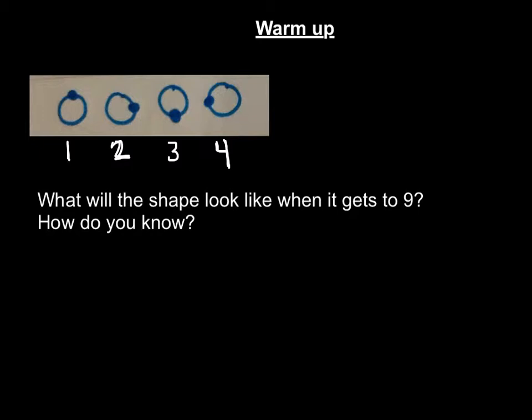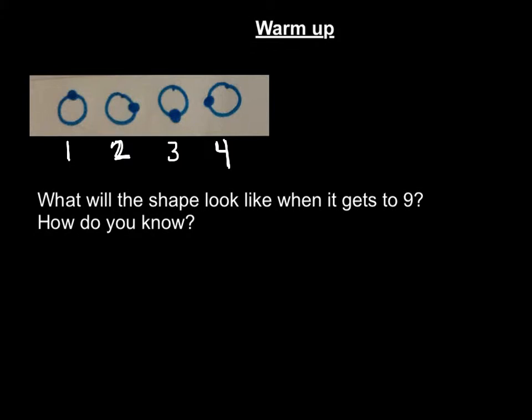Here we have a pattern with a circle and a little dot on the circle in various places. You'll notice the first spot, it's on top, second, it's on the right, third, it's on the bottom, fourth, it's on the side. I want you to turn and talk to your partner about what the shape will look like when it gets to the 9th position, and then how did you know that? Go ahead and do that now.